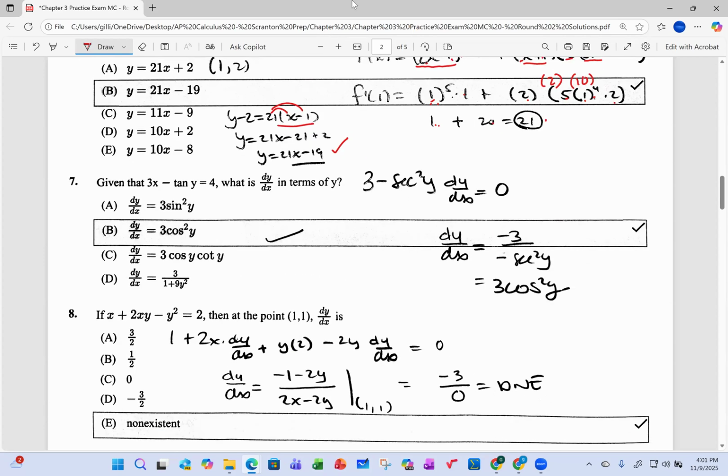And number 7, some good implicit here. The derivative of 3x is just 3. The derivative of tangent y is secant y squared, and the derivative of y is just 1 dy dx.